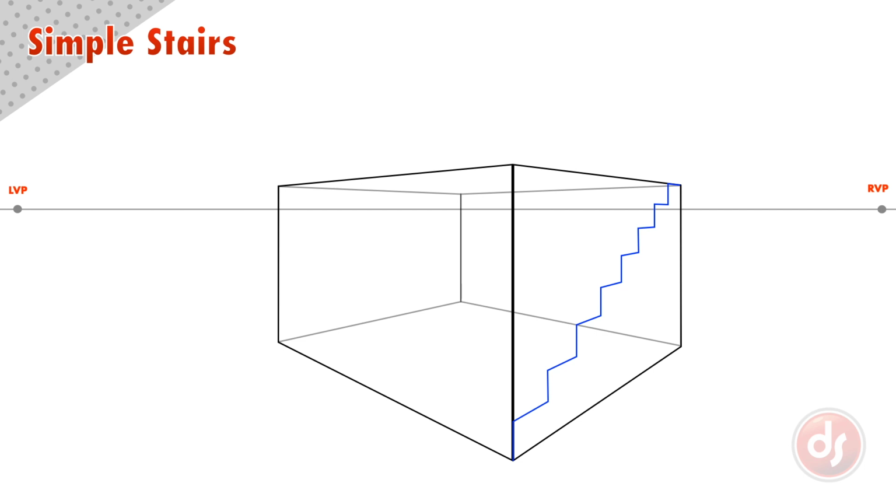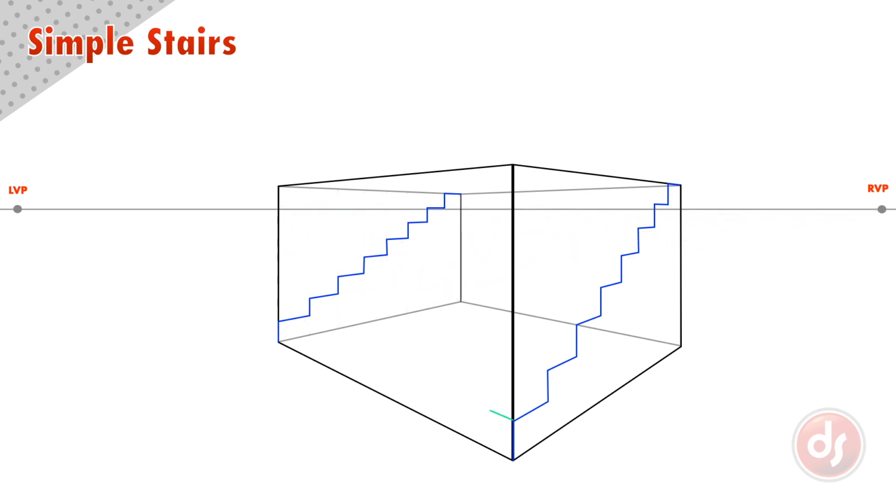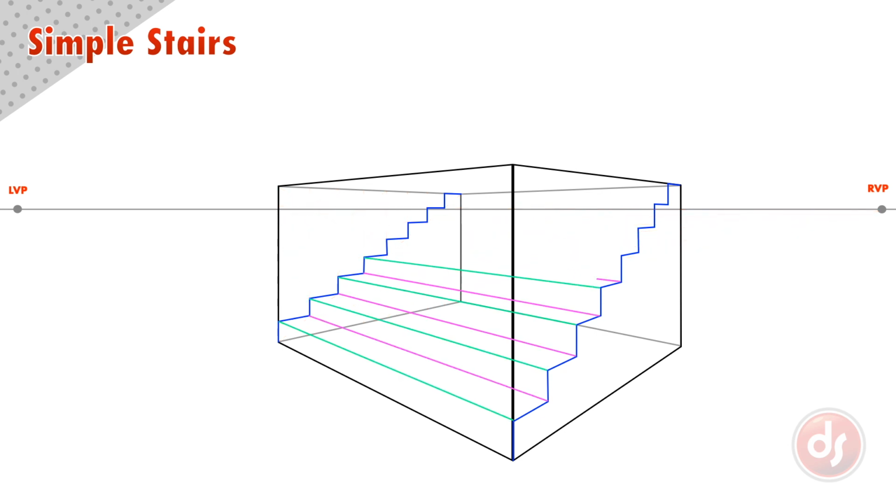But there's an alternate way we can do this too. We start the same with our stairs inscribed on one side of our box. But then we find the inside plane of the box and subdivide that the same amount as our outer plane. Then inscribe the stairs on the far side and simply connect the rise and runs together. If done correctly, each method should yield the exact same results.